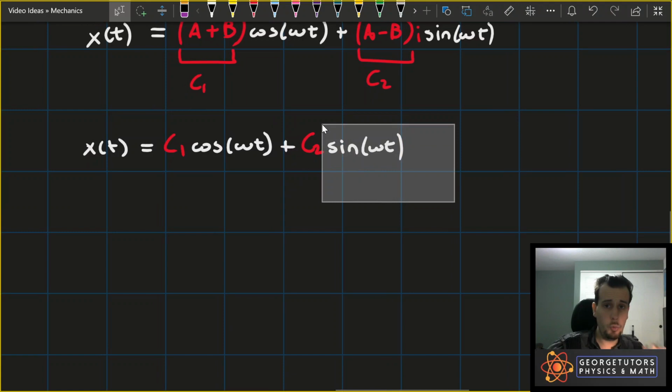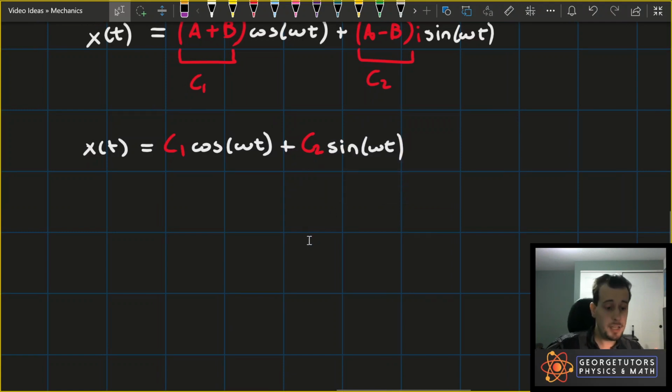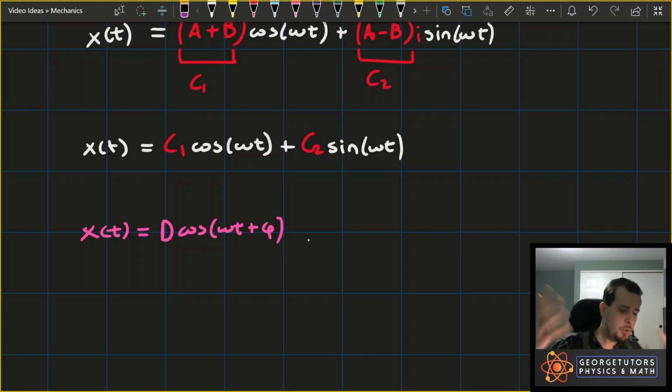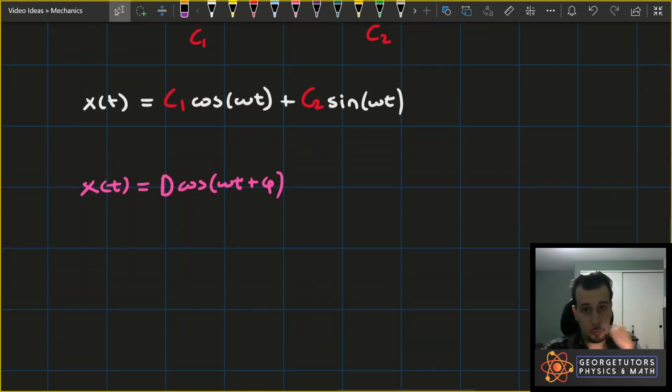So how does this go away? Because usually in a physics textbook, they show you that x of t is going to be some constant. We can call it d for our purposes. Some constant d, and then cosine of omega t plus a Greek letter phi that stands for phase. So how can you jump from there to the bottom? Well, we can prove that it is possible to actually cross-reference these two forms of x of t. Let me show you how.